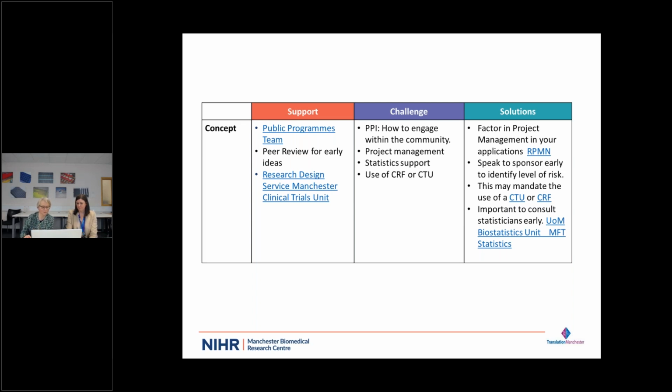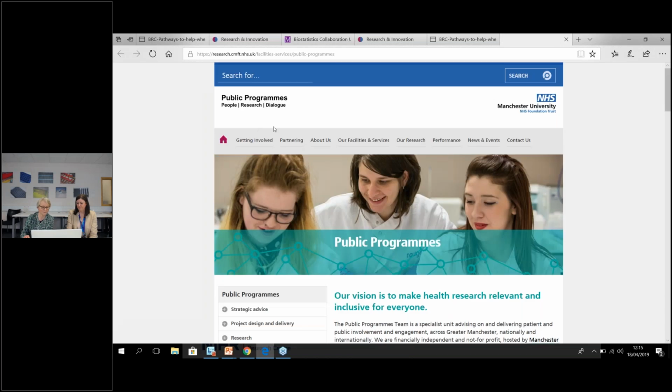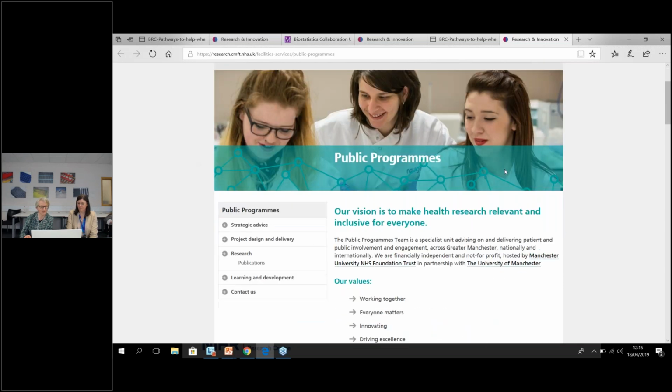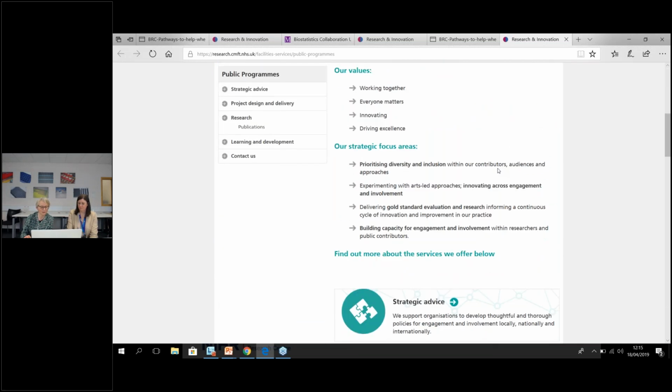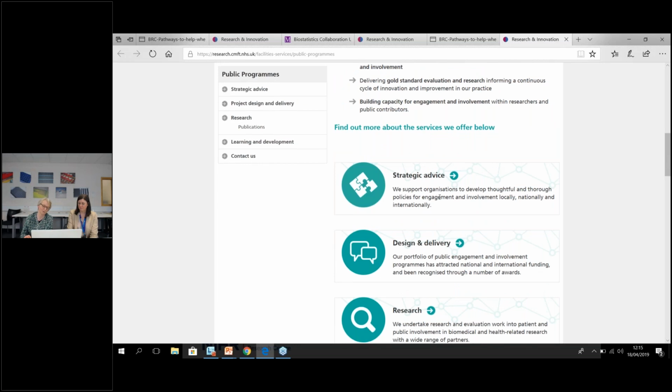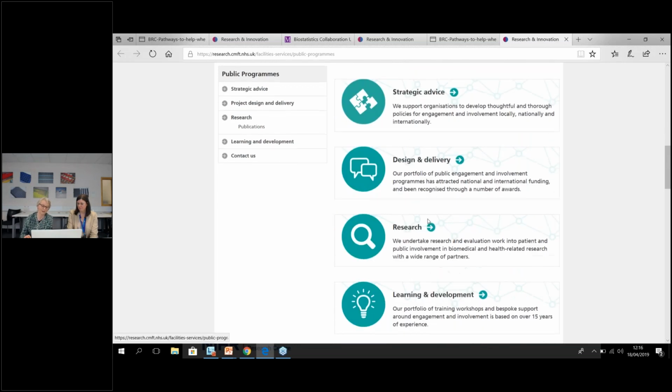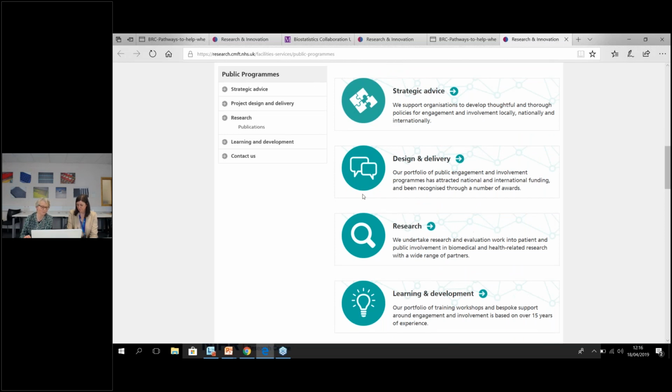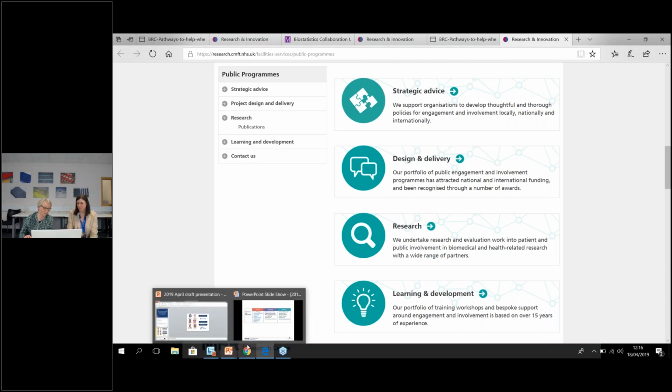And so some of the support that's available in Manchester, first of all, is with Manchester University Foundation Trust's Public Programmes team. So when you click on that link, it takes you through to their website, and it tells you the type of thing that they do. So that team gives advice, then they can help with the design and delivery of your project, and then they can undertake research and evaluation. And there's a contact point as well there. So that's one source of support that people have found really helpful.